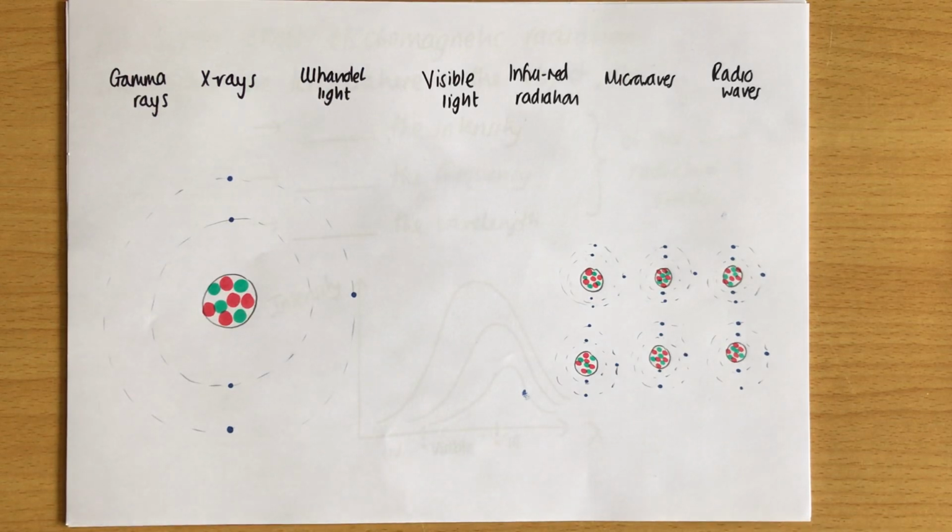Okay, so in this very quick video, we're going to have a look at how the difference of energy for different types of EM radiation changes how it interacts with objects when it's absorbed. So here I've got the EM spectrum from gamma all the way down to radio waves.